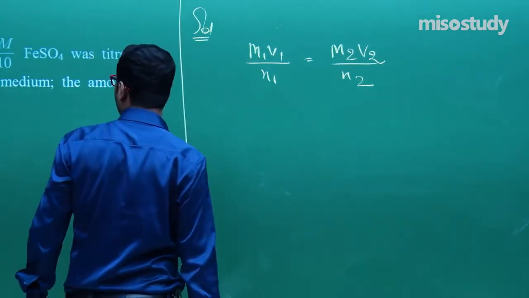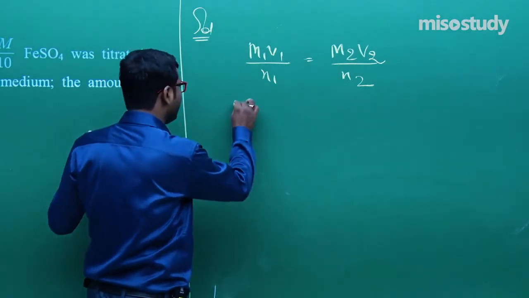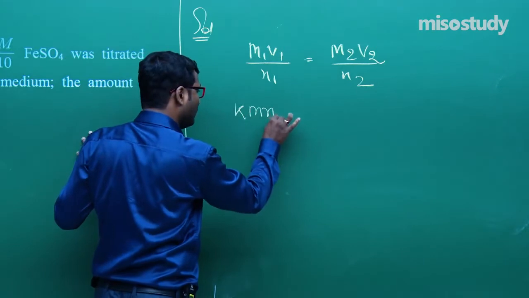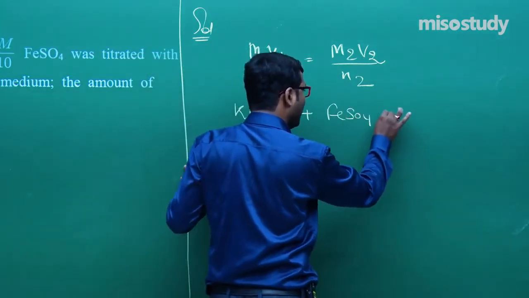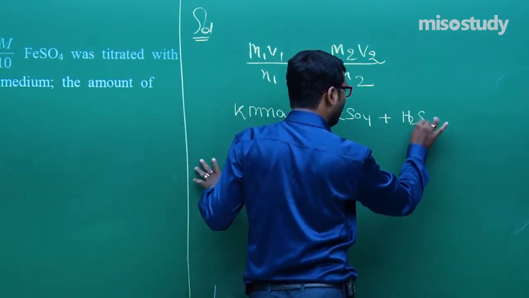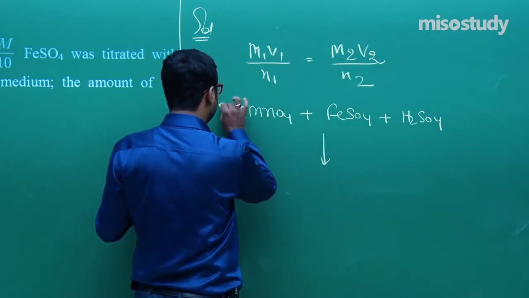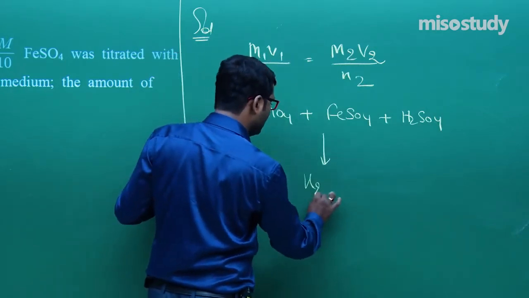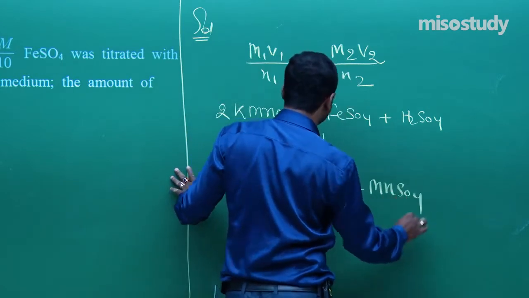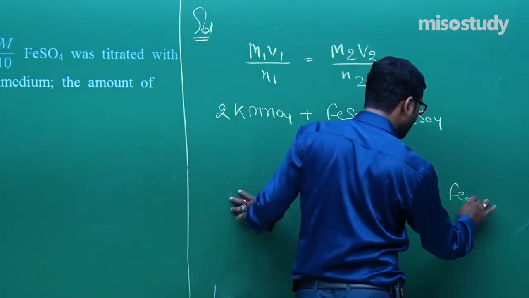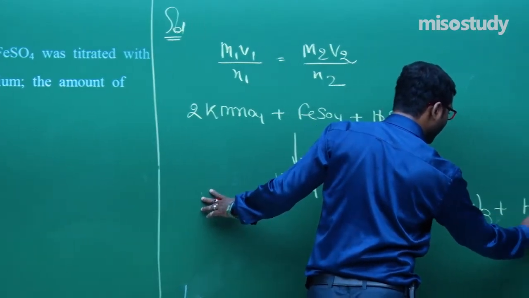Now, how to find N1 and N2? We know we have to balance the reaction. Now, how to balance? That is KMnO4 plus FeSO4 plus H2SO4. Now, it will give you K2SO4, MnSO4, then Fe2(SO4)3 plus H2O.